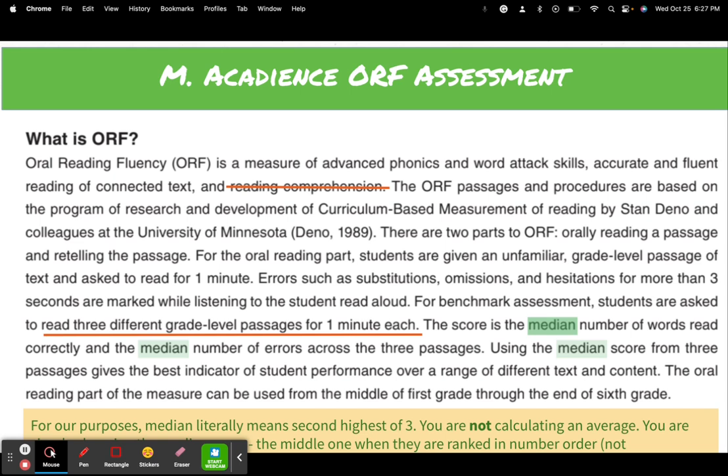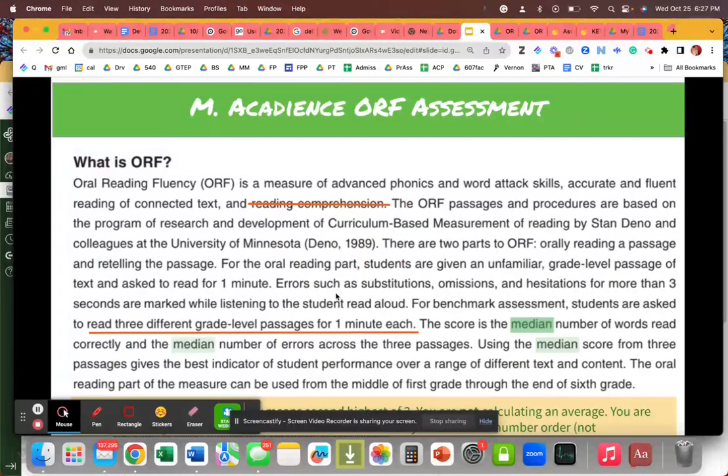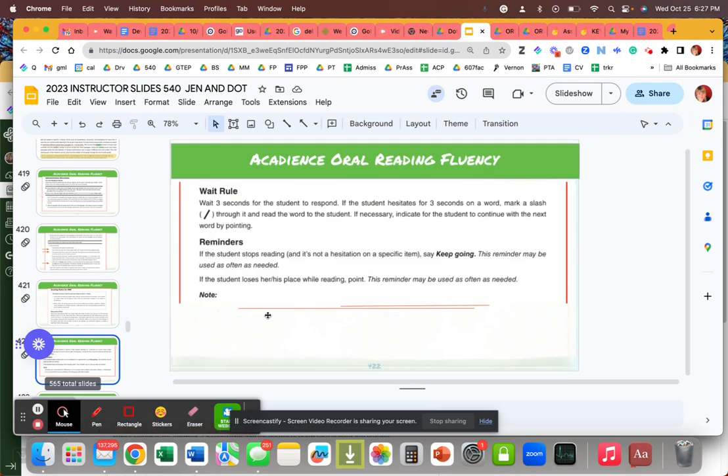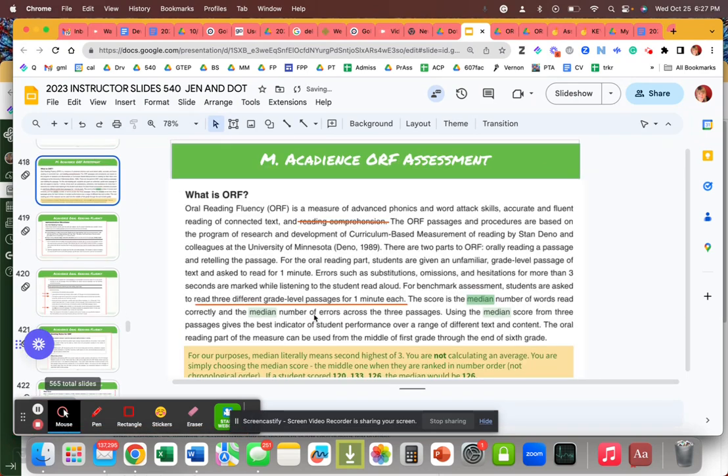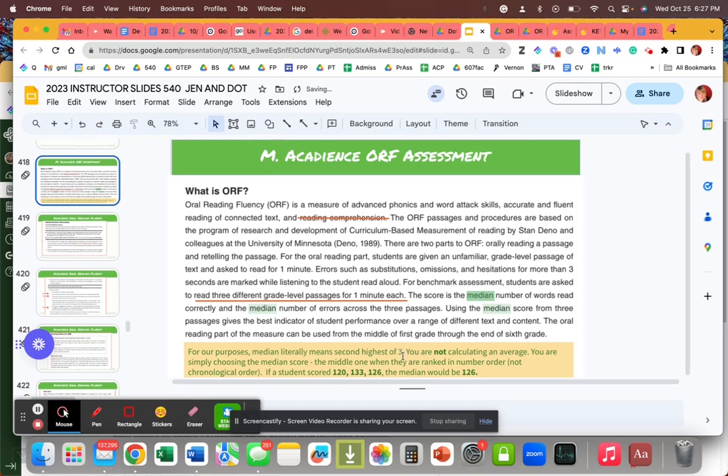And what we calculate here is really hardly a calculation. It's the median. So you don't have to calculate an average. What you're doing for the median is you're literally looking at the 3 scores that you get, and you are going to take the middle value, not chronologically, but in terms of value. So if they get 120 words in a minute, 133, 126, the median, the middle of those in value, is 126. Really simple. So you take the median number of words that they read correctly, median number of errors, and you just fill those in.